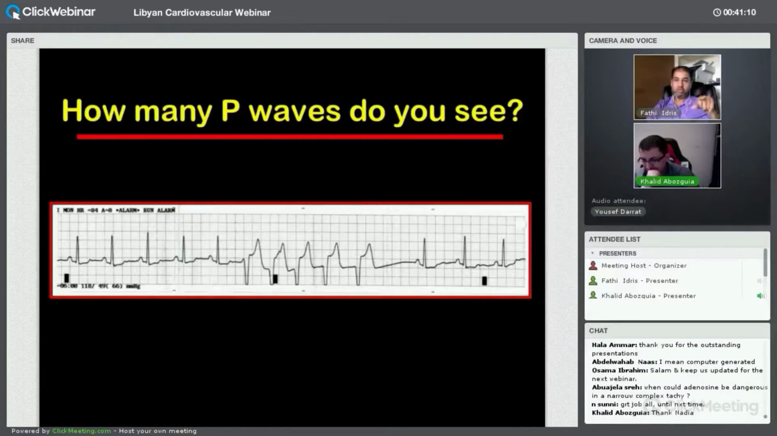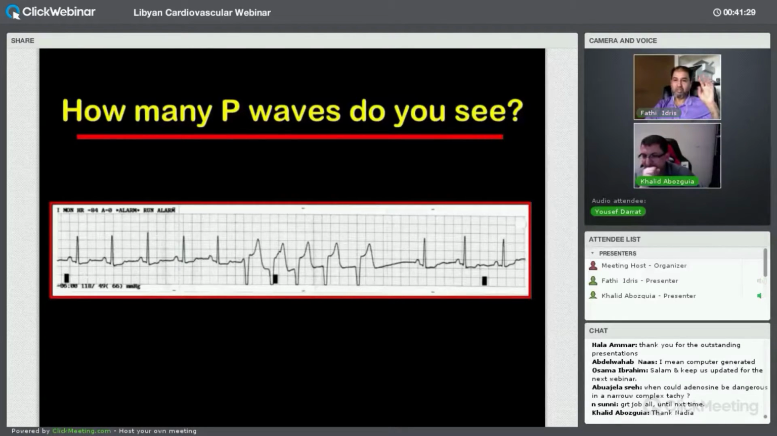In the case Khaled showed earlier about AVNRT, the P wave was partly hidden in the QRS complex and partly in the ST segment. So always keep searching for the P wave. If you have a doubt about the rhythm, keep searching for the P wave. And the last message I would say: your best lead is lead V1.